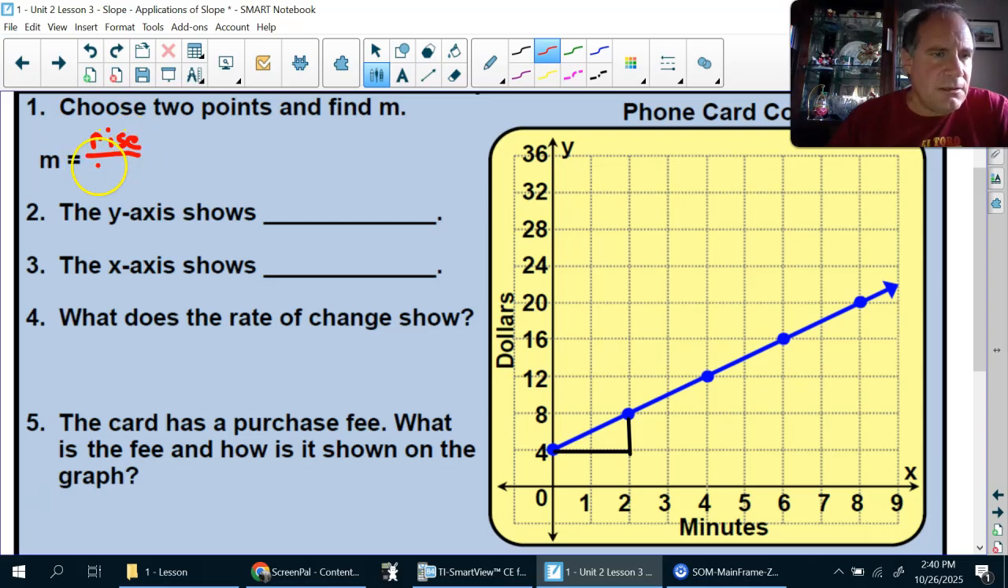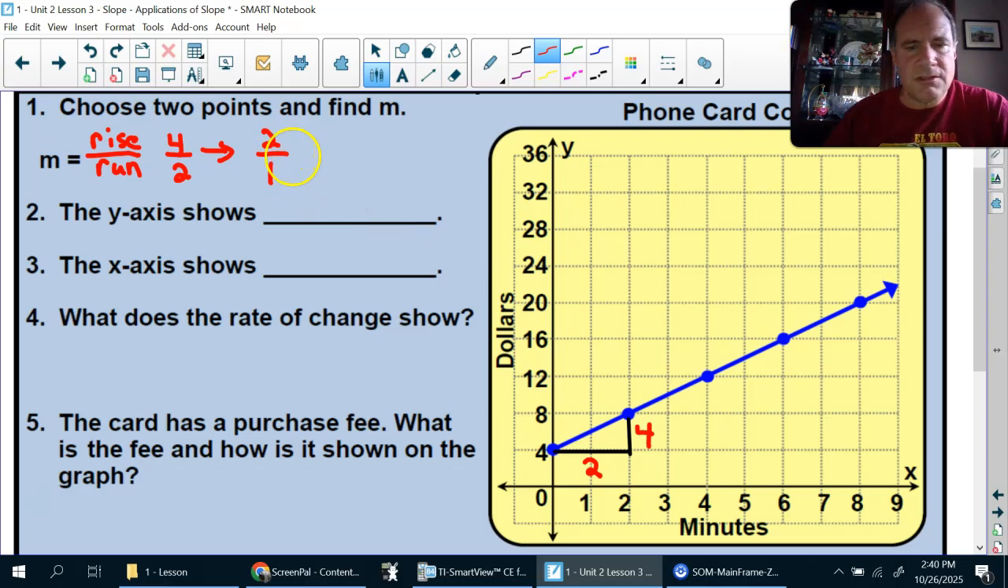Nice and easy. So my run, which is what is going from left to right, is 2. And I'm going to put that number there. And then my rise is not 1. Just remember, it's going by 4s, the y-axis, so it's 4/2. So it is 4/2. And the slope is 2/1. I'm going to reduce that. And just remember, the 2 represents minutes and 4 represents dollars.